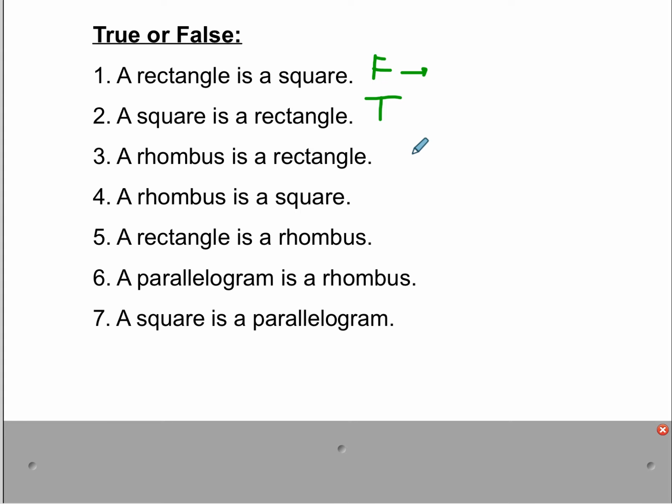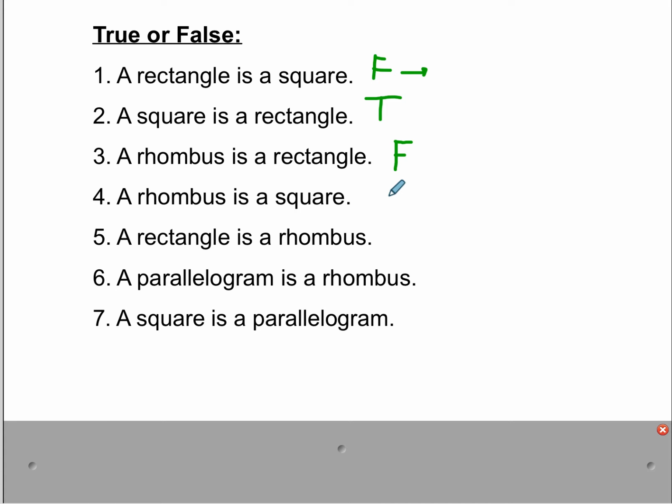A rhombus is a rectangle. That is false. Why? Nowhere in the definition of a rectangle does it talk about the sides of the rectangle having to be congruent. Those are 2 different things. A rhombus has to have 4 congruent sides, but there's no stipulations on the angles, whereas a rectangle only has to have 4 right angles. So a rhombus is not a rectangle.